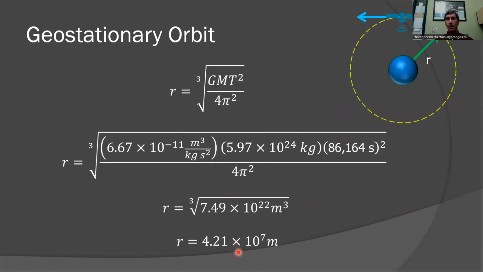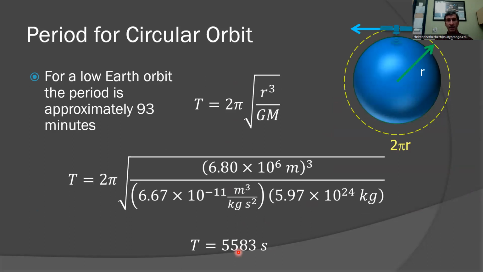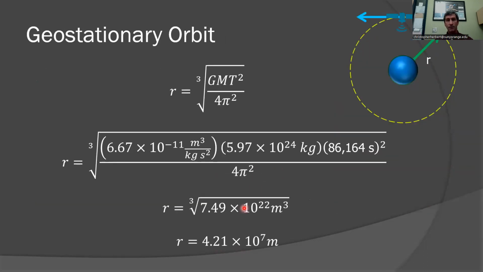So it's considerably larger than the low Earth orbit. Again, if we go back to the low Earth orbit that we calculated before, where we had 6.8 times 10 to the 6 meters, here we're increasing our radius to 4.2 times 10 to the 7 meters. So not quite a factor of 10, but considerably larger. This geostationary orbit means that I need to put a lot more energy into the satellite in order to boost it up to that geostationary orbit.